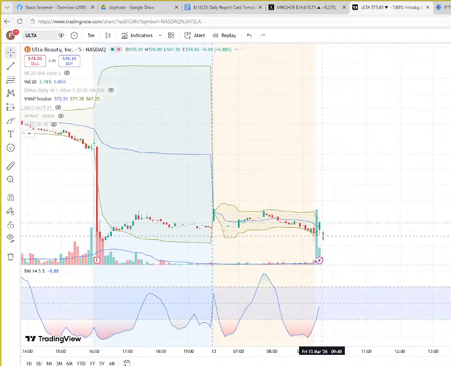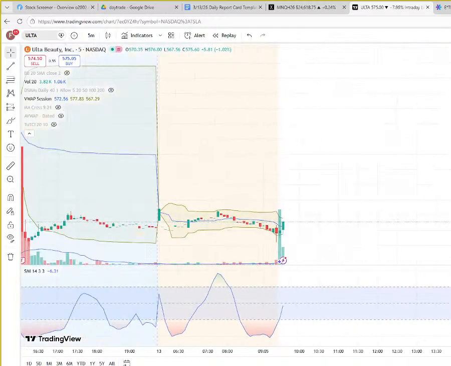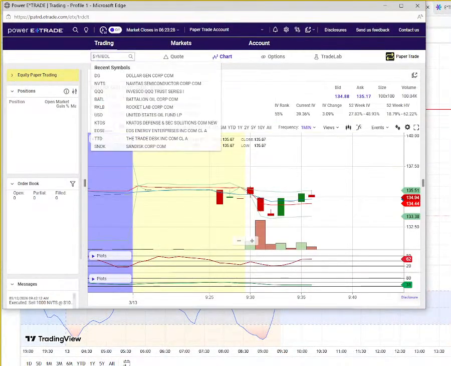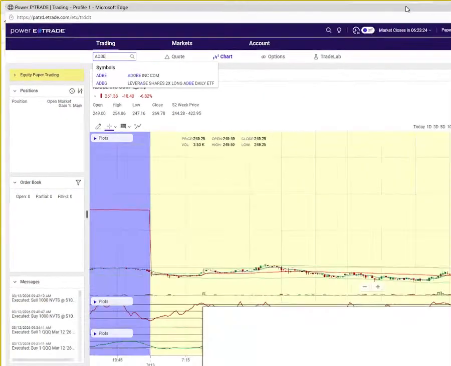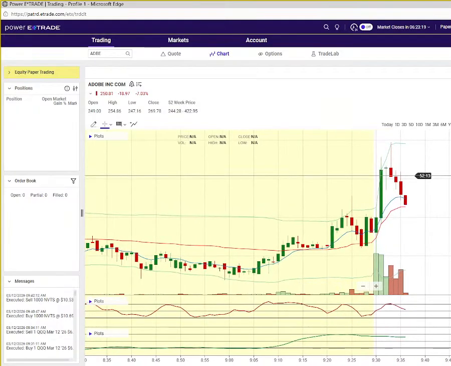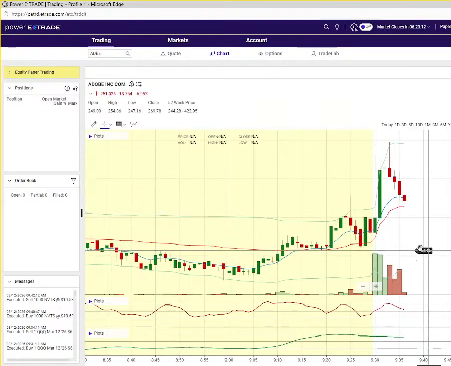935 Ultra. Not quite as strong. I would have liked Adobe to have dumped first. What lines are these? 9 and VWAP, okay. Yeah, so the red line's VWAP. I like to go for the 5-minute chart.